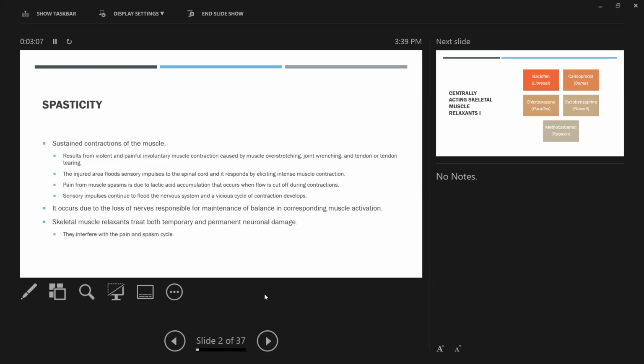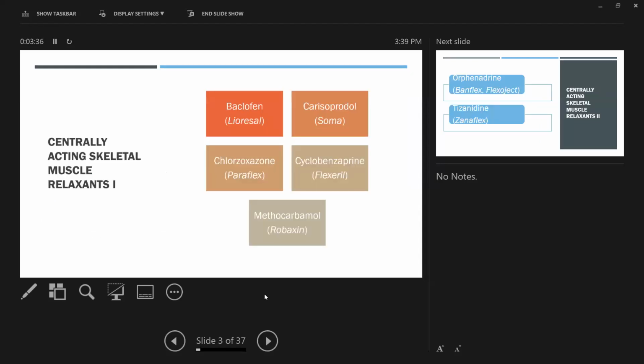So muscle relaxants will treat both permanent and temporary neuronal damage to the muscle. They will essentially interfere with this cycle of pain and spasm, pain and spasm. Muscle relaxants fall into two groups, whether they work in the central nervous system or whether they work directly in the muscle.